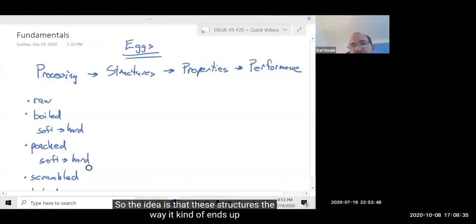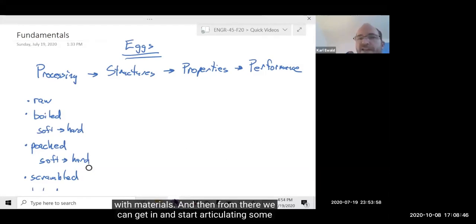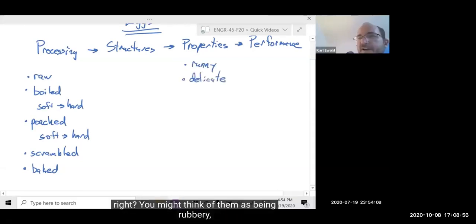So the idea is that these structures, the way it ends up resulting, is akin to the structures that we see with materials. And then from there, we can get in and start articulating some of the properties. So you might say that those eggs are runny, or they might be considered delicate, right? You might think of them as being rubbery. You might think of them as being spongy.